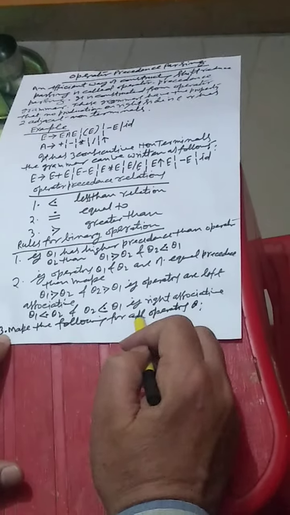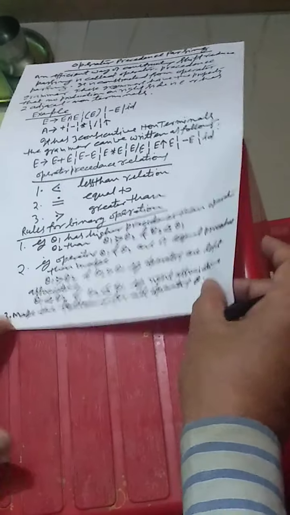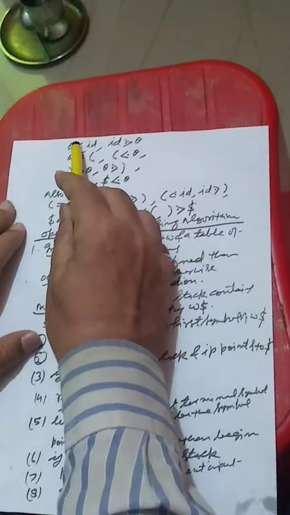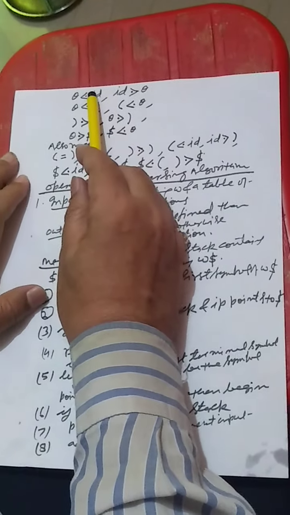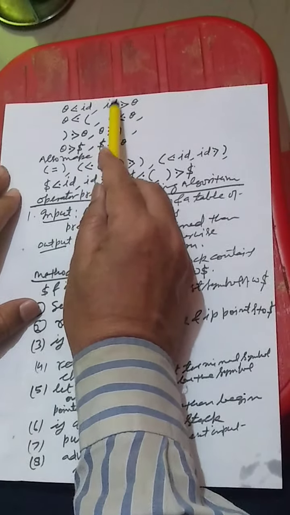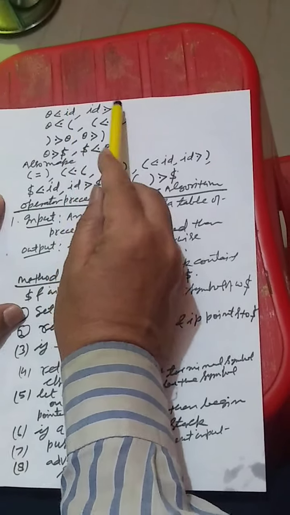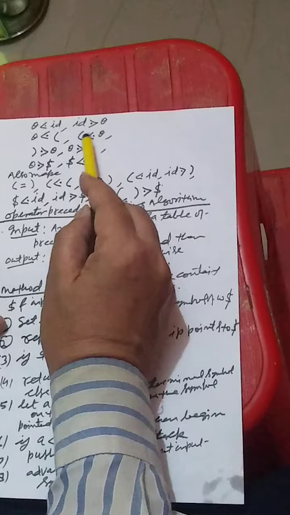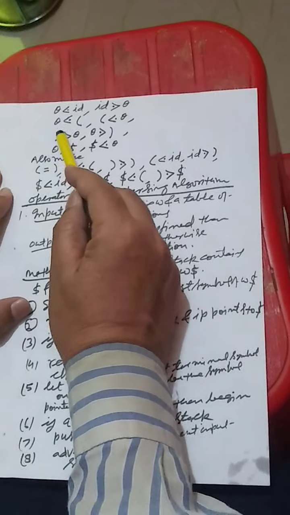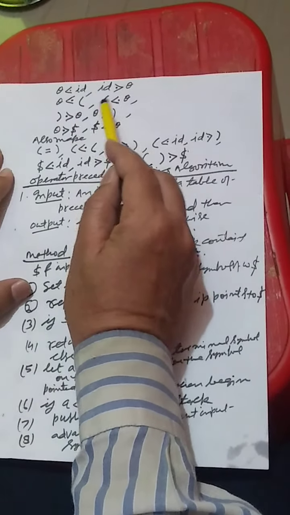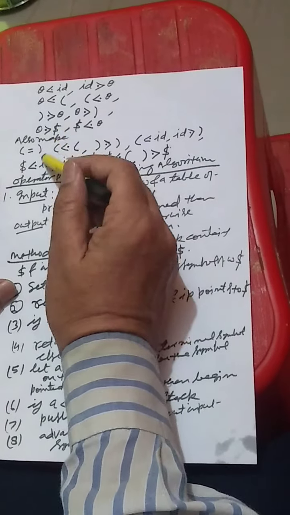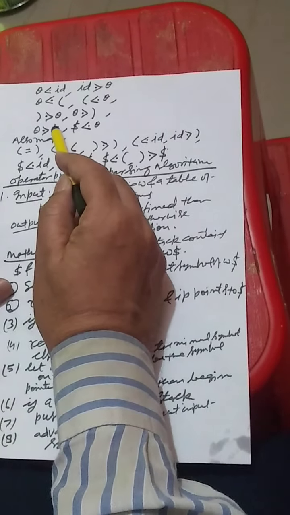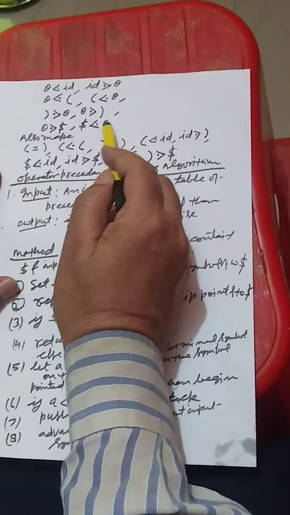Third, make the following for all operators theta. Theta is less than id, where id is any terminal symbol, and id is greater than theta, where theta is an operator. Theta is less than left parenthesis, left parenthesis is less than theta, right parenthesis is greater than theta, theta is greater than right parenthesis, theta is greater than dollar, and dollar is less than theta.